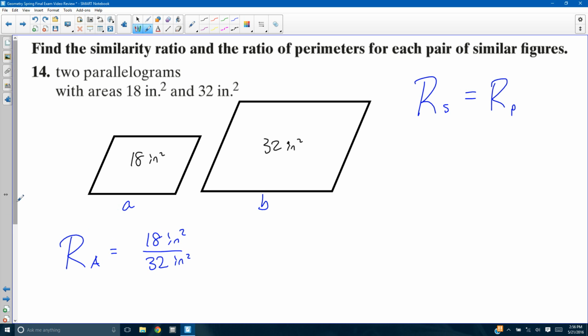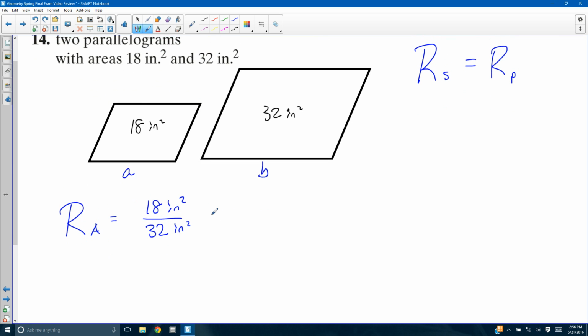It's best that you probably reduce this fraction, top and bottom divided by 2, and you're going to get 9/16. Now you don't need the square inches here as far as ratio. You're comparing the same thing. So 9/16 is any sort of area in any sort of measurement. It could be square yards or anything like that. So 9/16 is the area ratio.